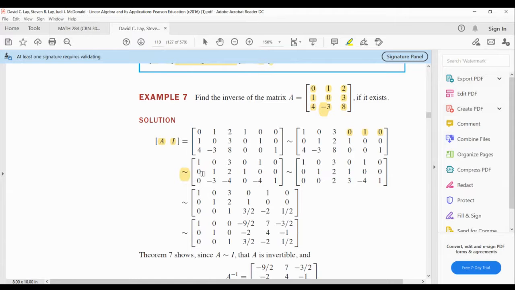Okay, now we get down to here. And here is the row equivalent form of matrix A. What did they do?